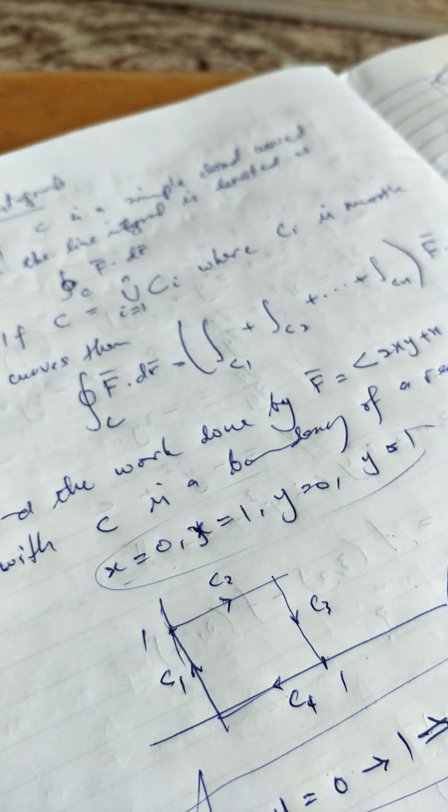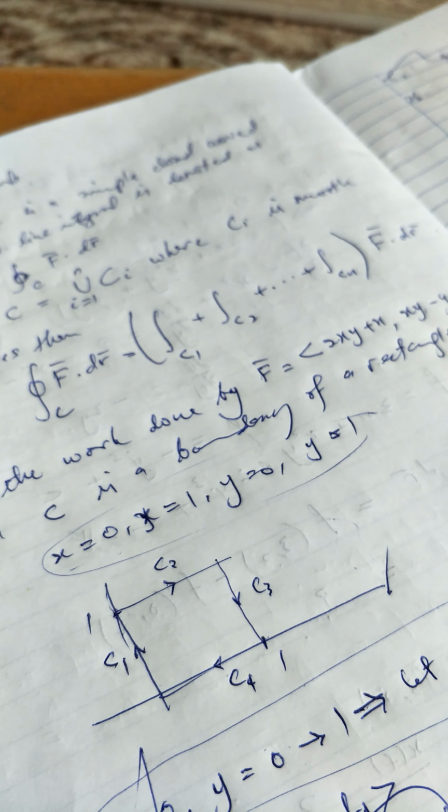Yeah, negative half. So therefore, integration over C of f dot dr, you just add up all those things, C1, C2, C3, C4. So you got minus half, plus 3 over 2, plus half, minus half. Let's cancel out, that one is 2 over 2, so you got 1.